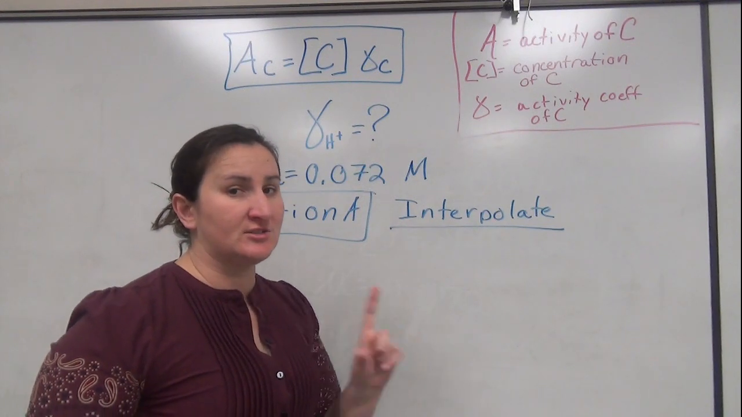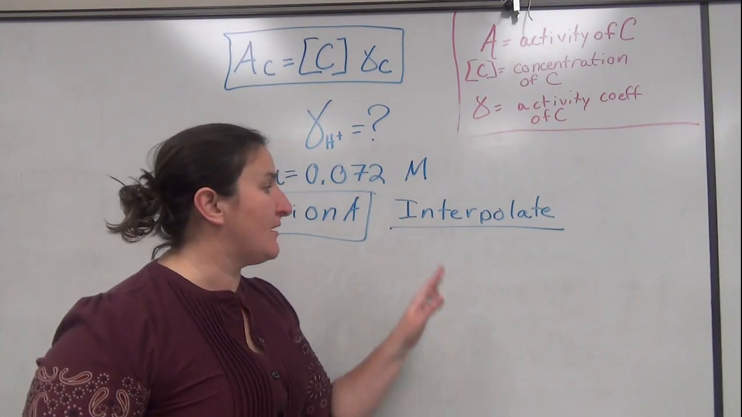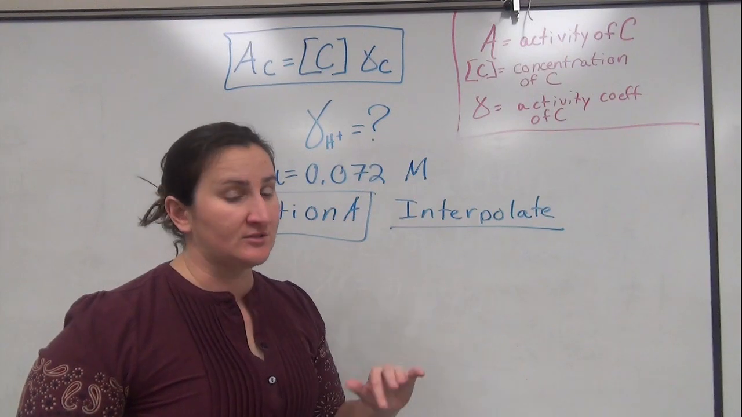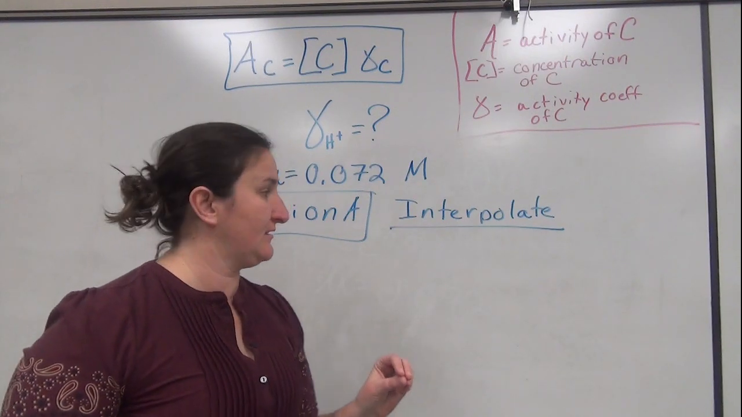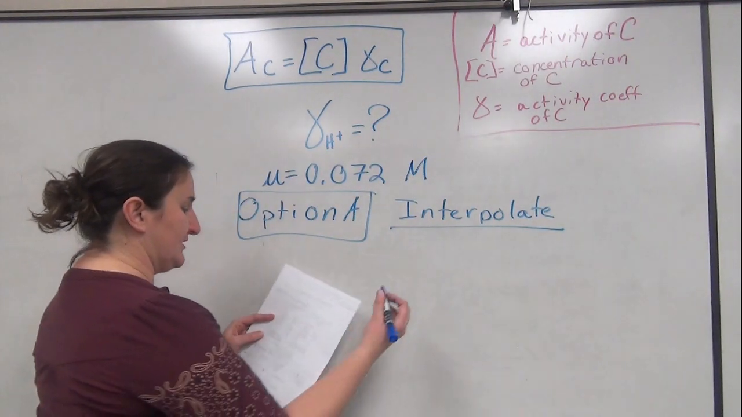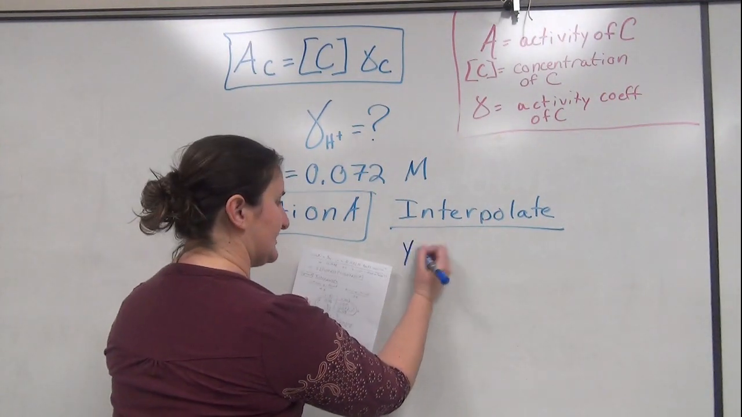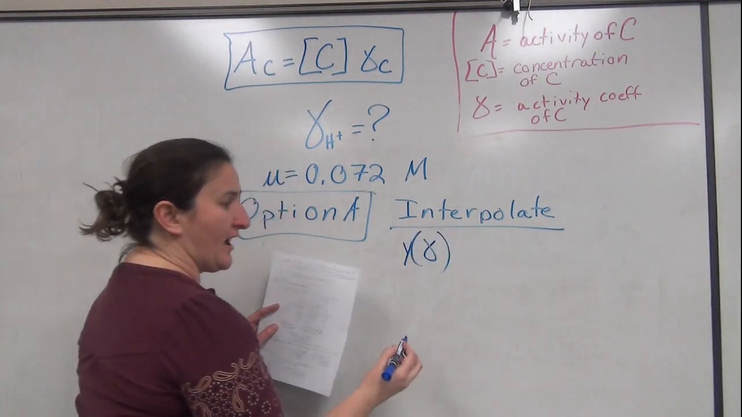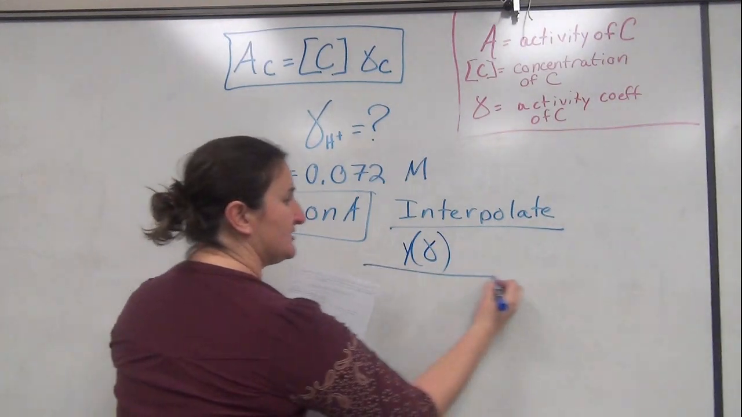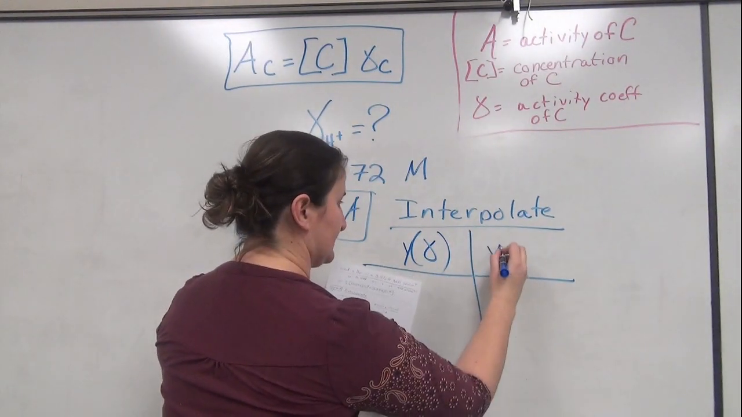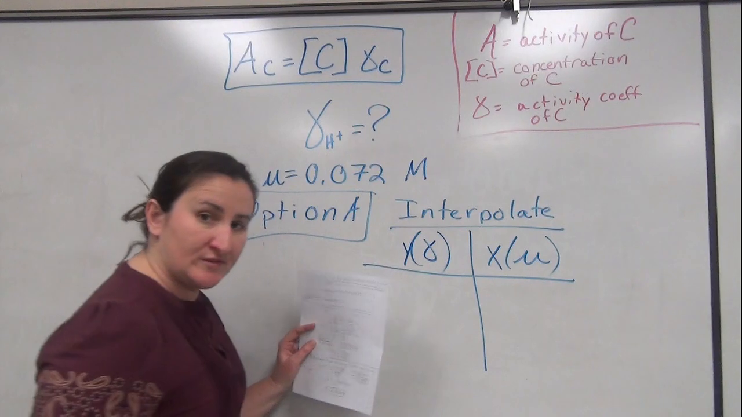So we'll do both just to practice and show you what it looks like, but you also should know that there are different pros and cons to each method. So interpolation, if we did that, we'd look up in our table and we'd see that our y's, or in this case our activity coefficients, versus our x's, our mu's.